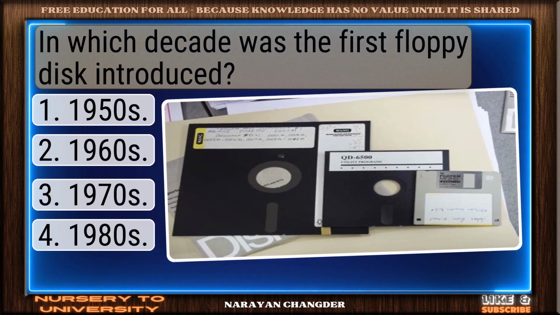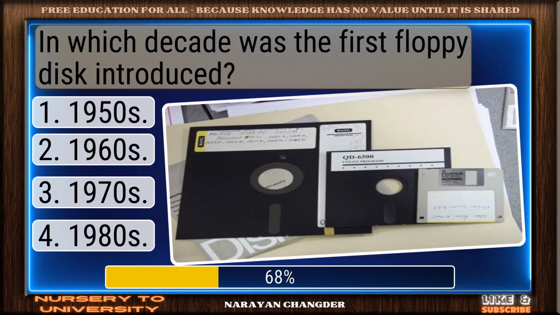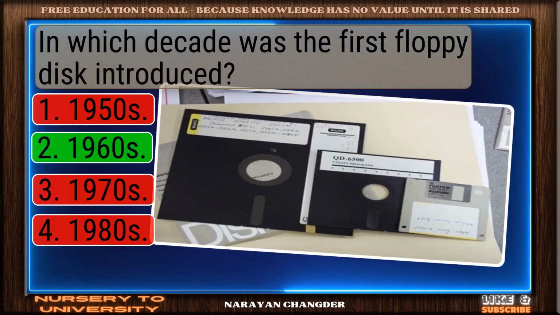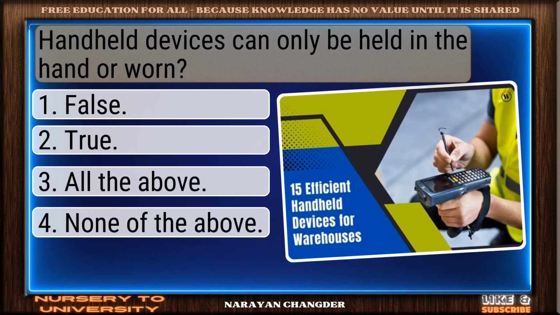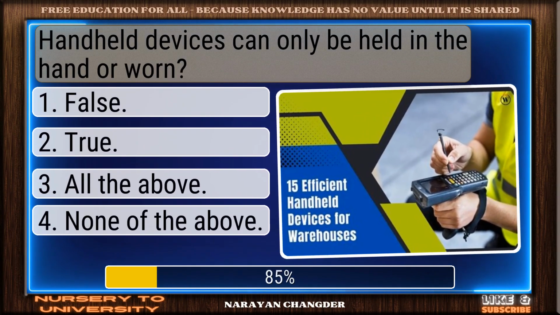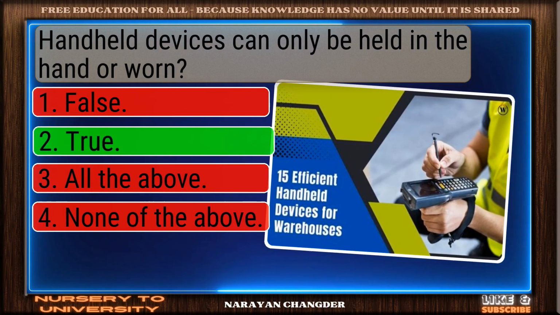In which decade was the first floppy disk introduced? You got it. Your choice 1960s is right. Handheld devices can only be held in the hand or worn. Nice work. You chose true, and it is correct.